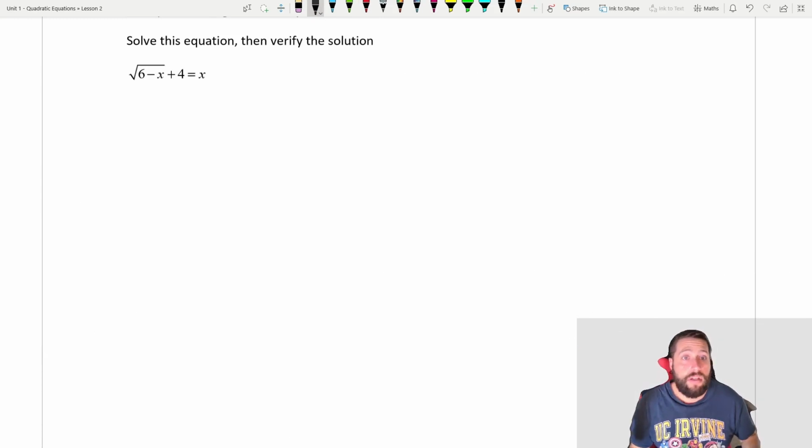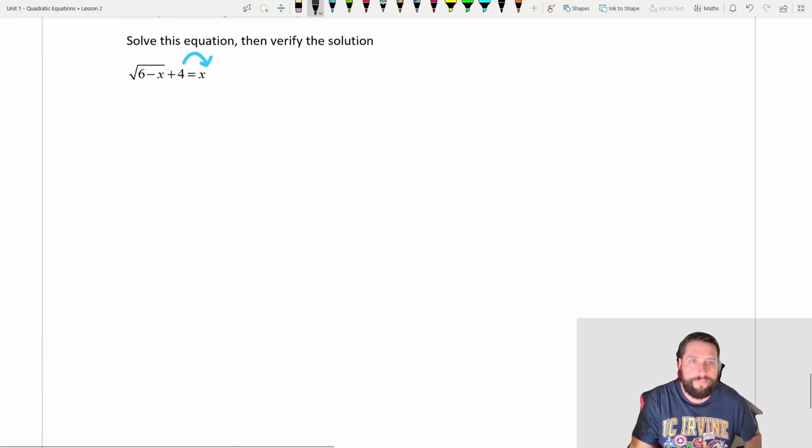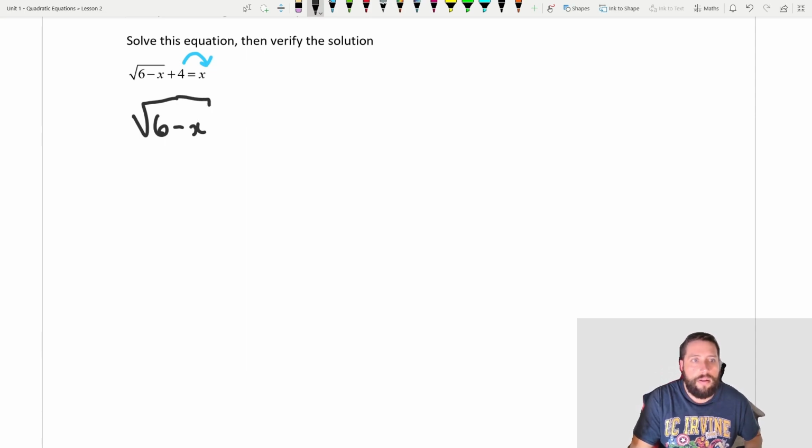Last example. We're going to solve this equation, then verify the solution, and we have a radical in this one. Radical is square root. So let's figure out how we're going to solve this. We're going to move everything that's not under the square root to the right side. We're going to move the 4. Now we have the root of 6 minus x is equal to x minus 4.